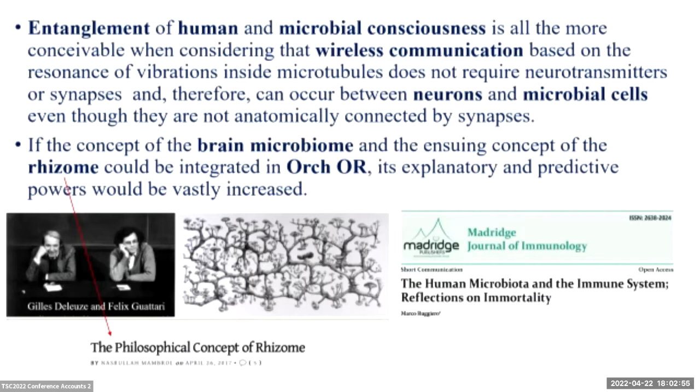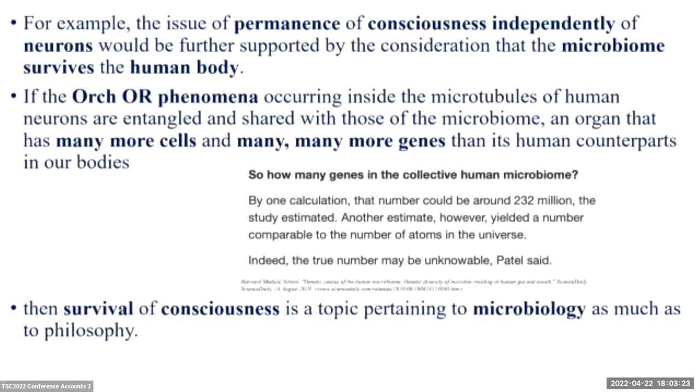And if the concept of the brain microbiome and the ensuing concept of the rhizome, and here I'm talking about a philosophical concept of rhizome as originally proposed by the French philosophers Gilles Deleuze and Félix Guattari, could be integrated in Orch OR, the explanatory and predictive powers of the theory would be vastly increased. If you want to have fun, you can read this little essay that I wrote on the human microbiota, the immune system, and immortality. Why immortality? For example, the issue of permanence of consciousness independently of neurons would be further supported by the consideration that the microbiome survives our human body.